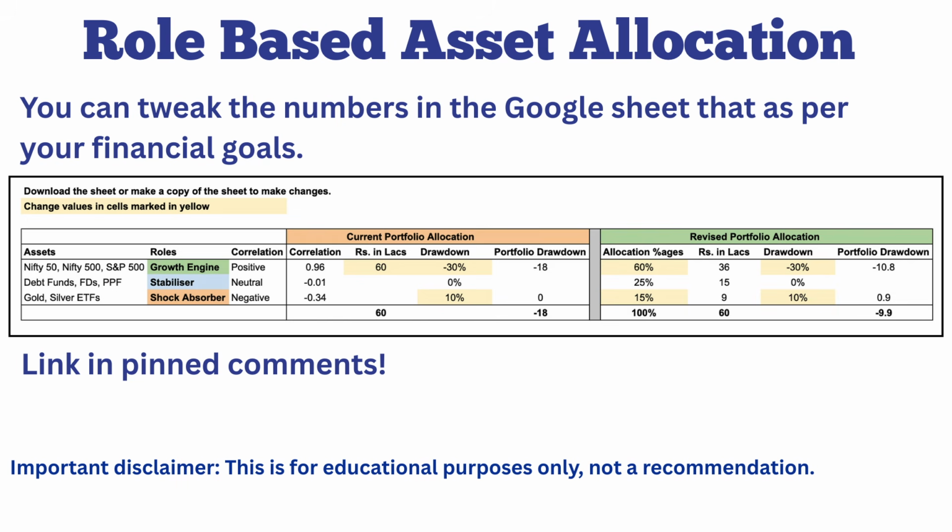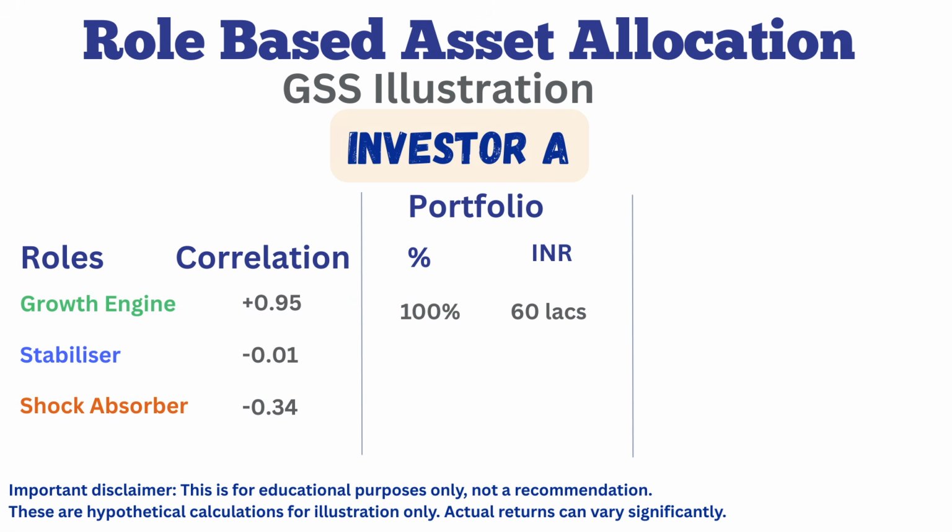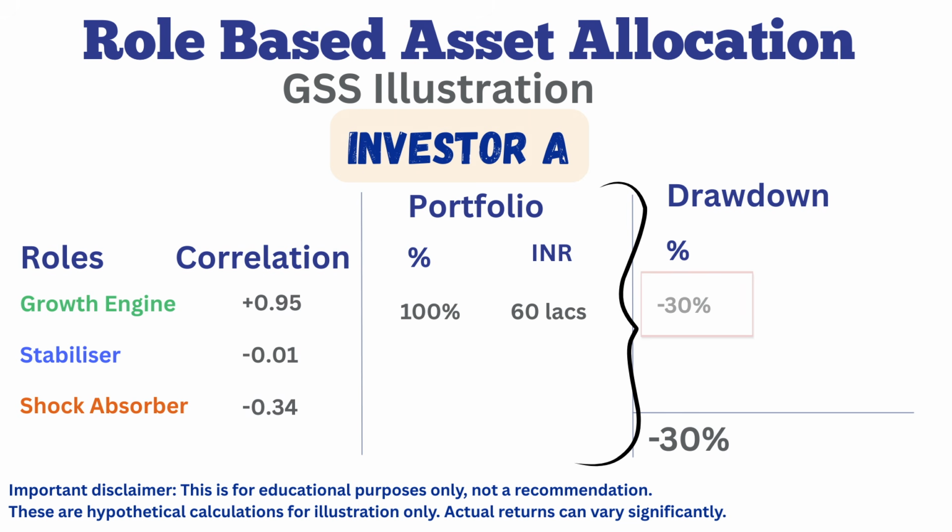Let me share a hypothetical comparison to illustrate the entire GSS concept. Let's take the example of investor A who has a single asset class. 60 lakhs across multiple equity mutual funds which have high internal correlation of around 0.95. Hypothetically, if markets fall 25 to 30% over 3 months, the entire portfolio would likely fall in the same direction. So potential drawdown could be around 30%, approximately 18 lakhs.